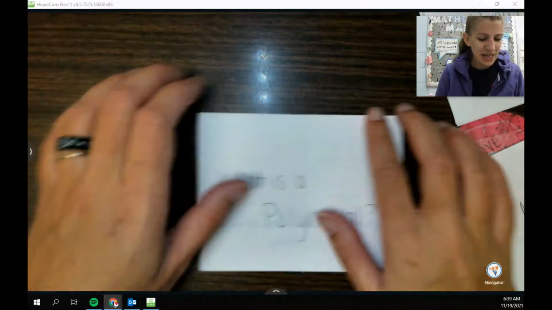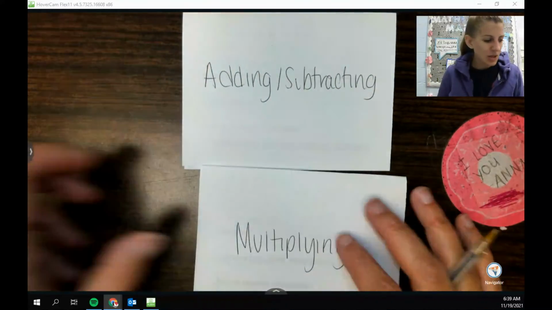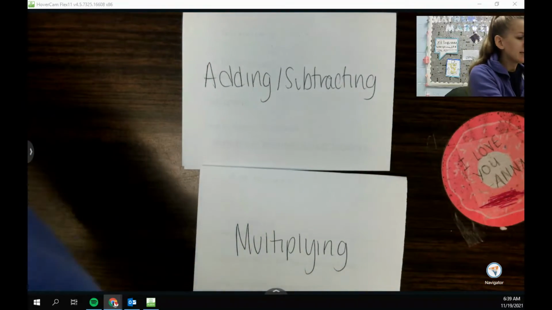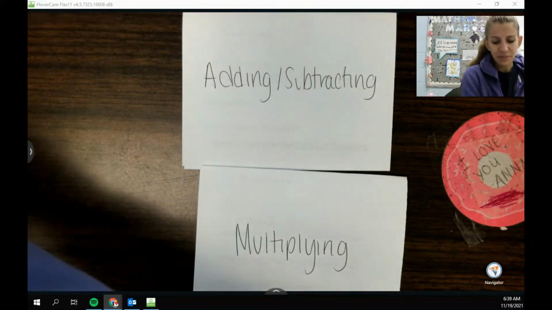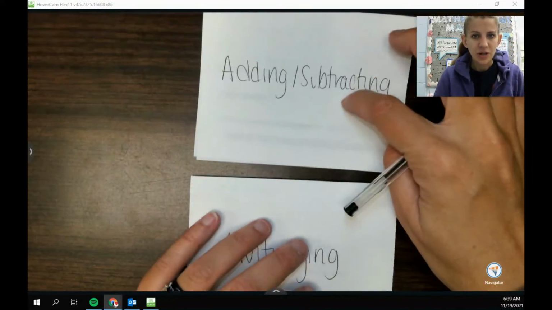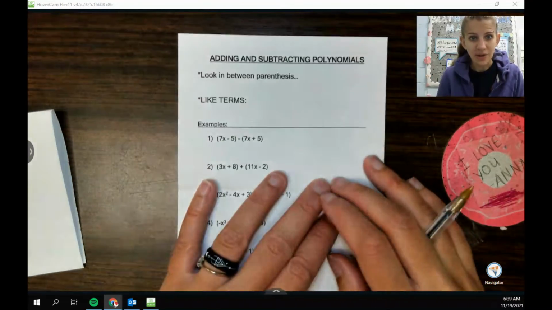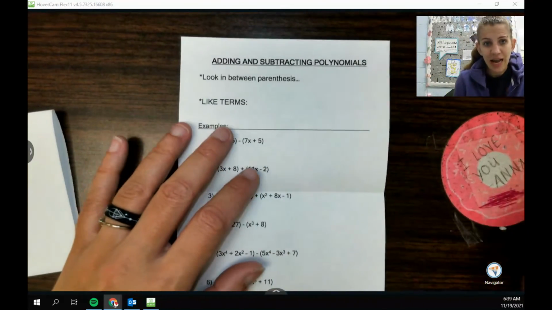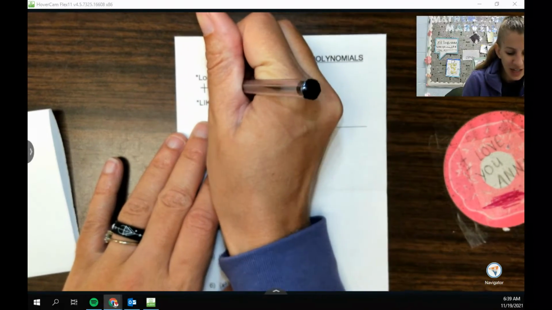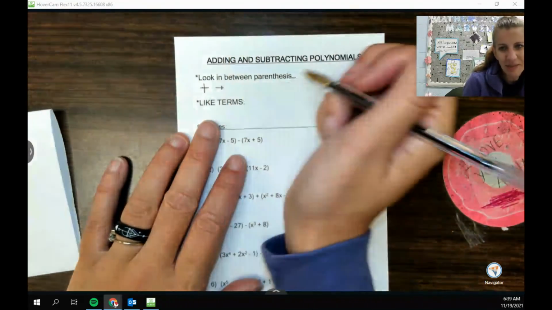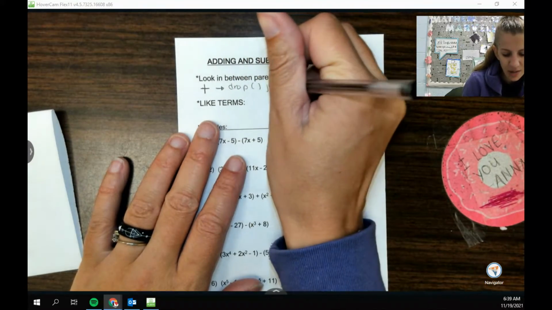Okay, so let's turn the page and look at some adding, subtracting, and multiplying. There was this other page here. I'm going to fill that one out at the end. Okay, so starting with adding and subtracting, we want to know how to combine polynomials with each other. Basically, to know that you're adding and subtracting, you're going to look in between parentheses. If there's a plus sign, you're going to add, which basically means you don't need the parentheses. So drop parentheses, just add.